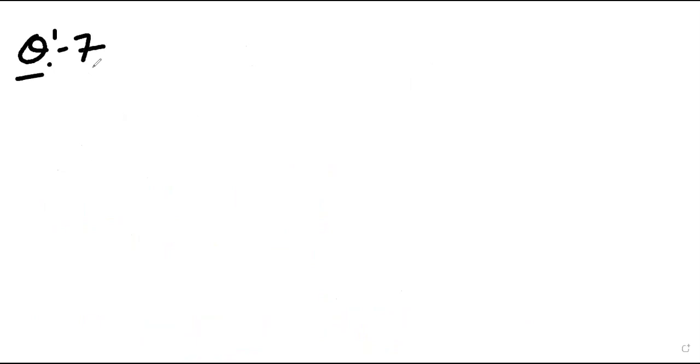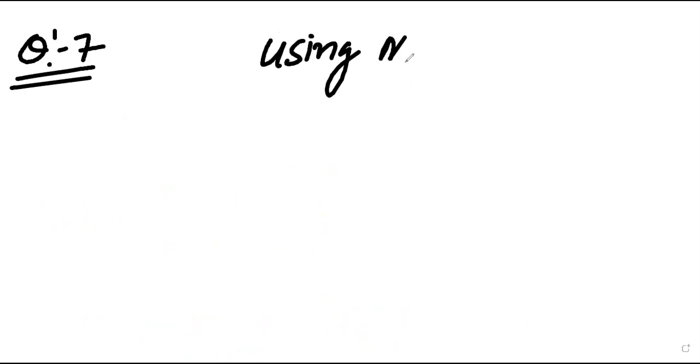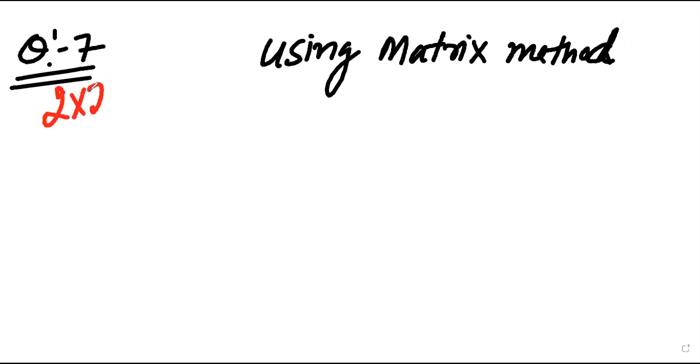Now we have question number 7. Here the question is to solve the system of equations, and the question is to use the matrix method. Okay, so this we have discussed, what the matrix method is. So let's see how to solve for 2 cross 2. Yesterday I told you, we have already done the method for 2 cross 2. So today we are doing a 3 cross 3.